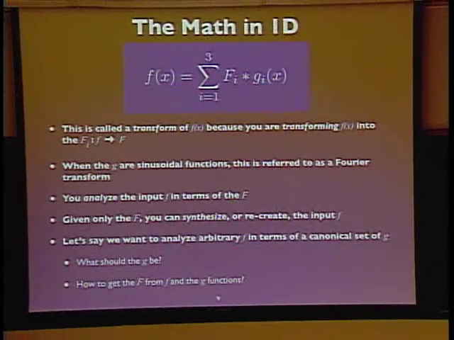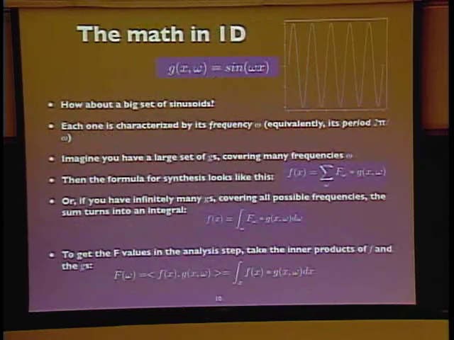So this gives rise to a couple of questions, which are, first of all, what should these functions g be? And I've told you that they're sinusoids. But then also, how do you get the capital F from the little f? And I'm going to talk about those next.